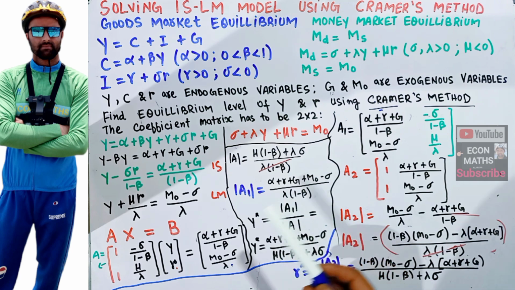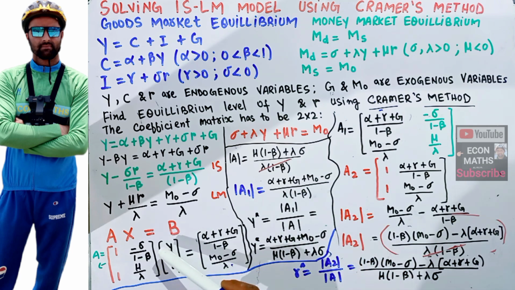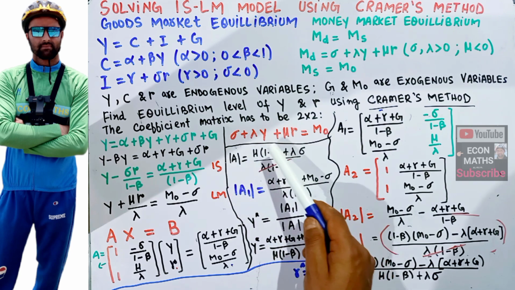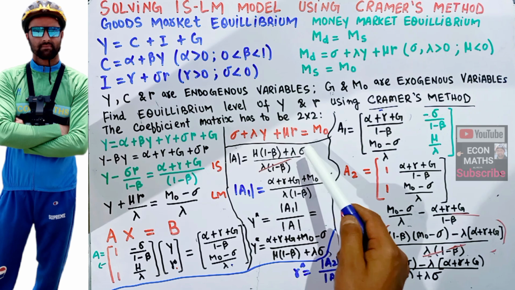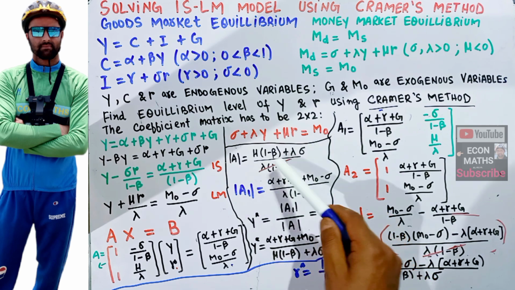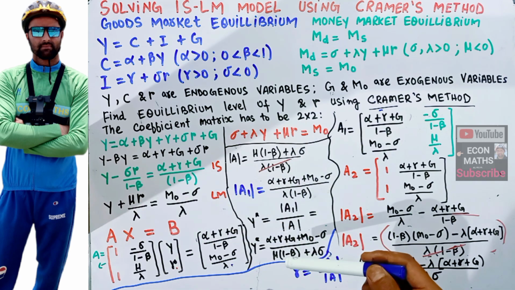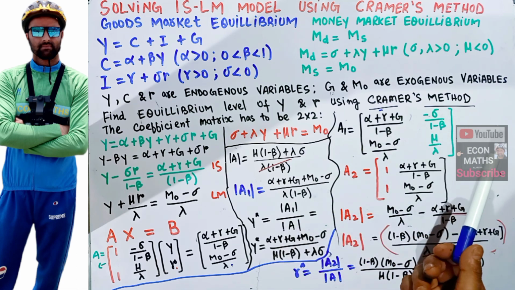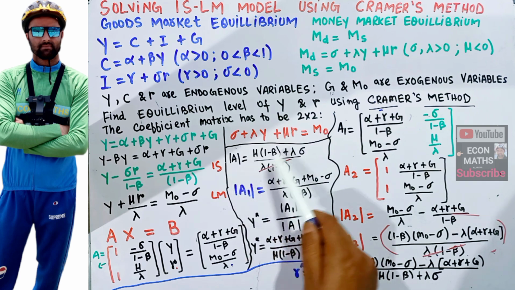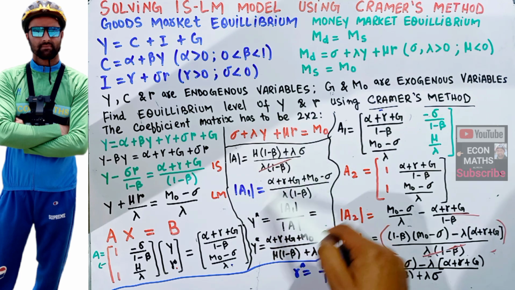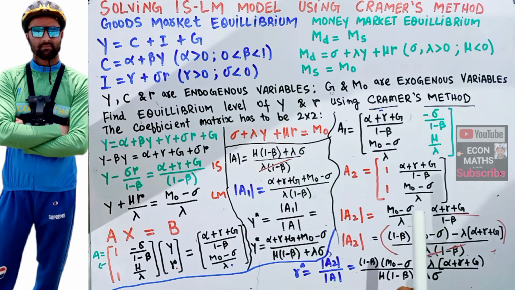Before that, we were supposed to find out the determinant of the coefficient matrix. We found out the determinant of the coefficient matrix, and it was not equal to 0. If the determinant was equal to 0, then the system was not viable. We would not have been able to use Cramer's method. Since the determinant came out not equal to 0, we moved further to find out the value of the equilibrium level of income.